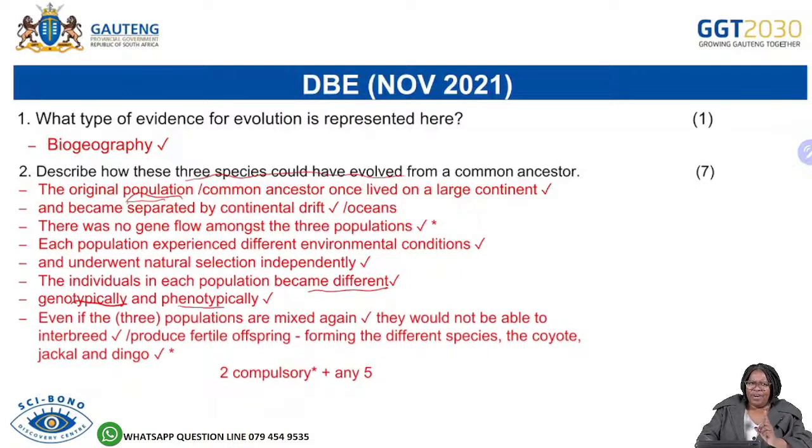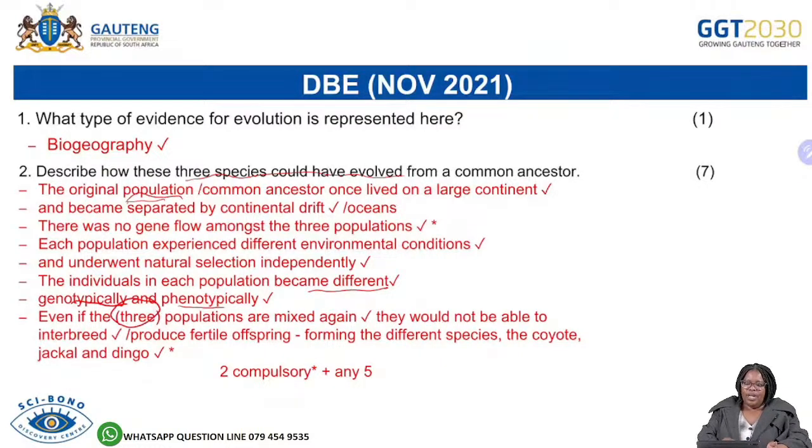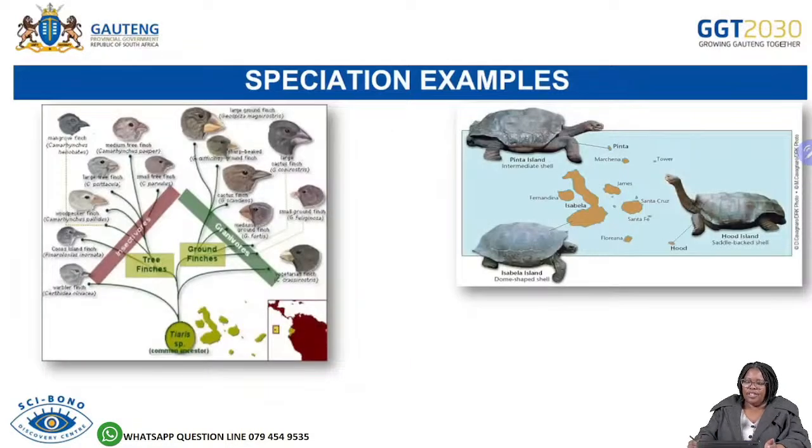Remember, we gave you an example of three related dogs. So you need to relate to the scenario given, to the information that is given, right? Even if the three populations are mixed again, they would not be able to do what? To interbreed or to produce fertile offspring, forming the different species called the coyote, the jackal, and the dingo, right?